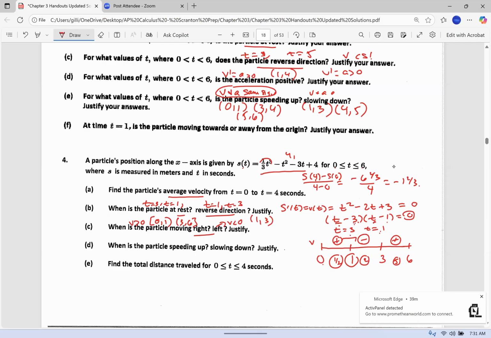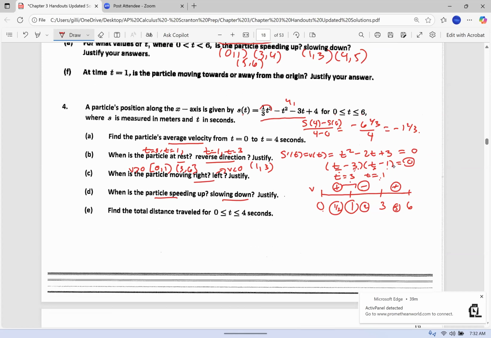And now to answer the questions of when it's speeding up and slowing down, we need to get to acceleration. So v prime at t is equal to a at t, which is 2t minus 2. I'm going to set acceleration equal to 0. I'm going to get t equals 1. Do a number line test on that. So then if I pick 0, 0 in for t produces a negative. Pick, say, 2, 2 in for t produces a positive.